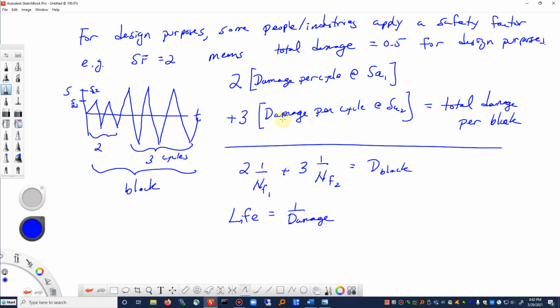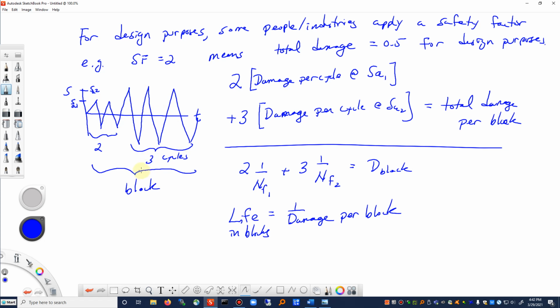In the same way as we got the damage per cycle here, the damage per cycle is 1 over the number of cycles to failure, or the life. Well, the life is then the reciprocal of the damage, so the life in blocks is equal to 1 over the damage per block. So you calculate this damage and you get 0.1 for the damage. Take the reciprocal of 0.1 and you get 10, that means that this can last 10 blocks of this block cycle loading before it would fail.